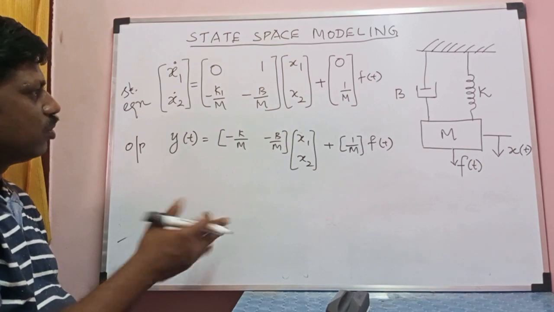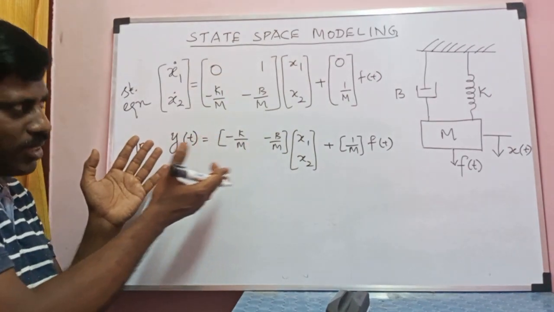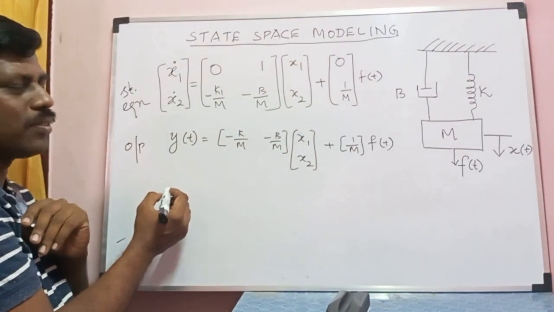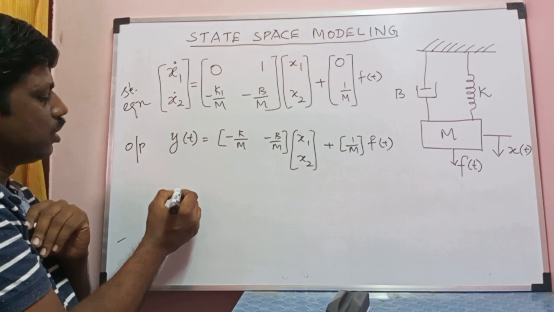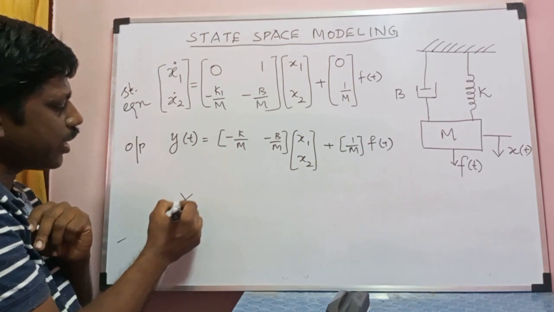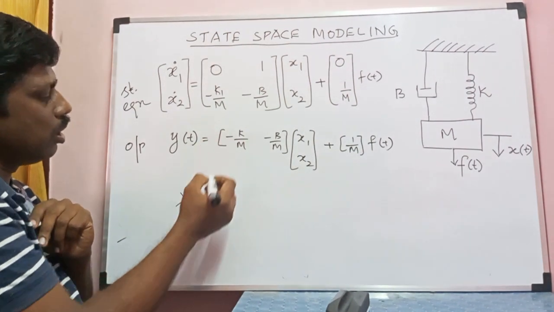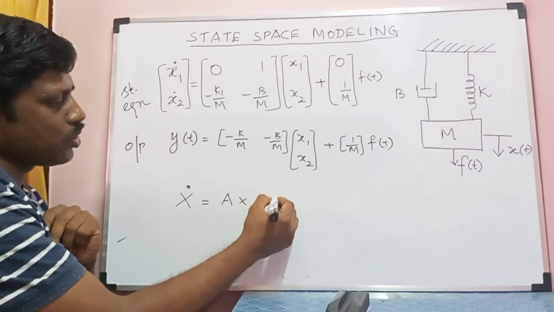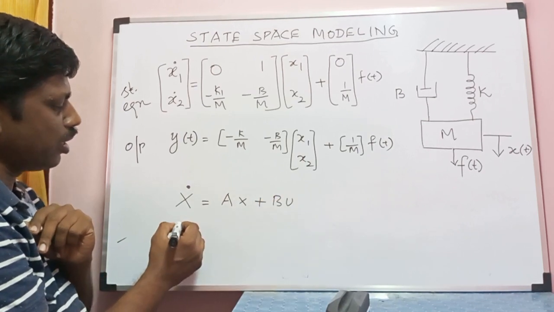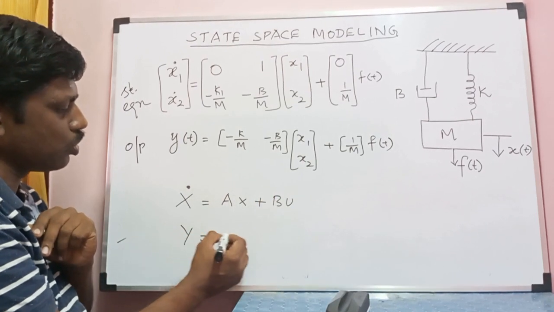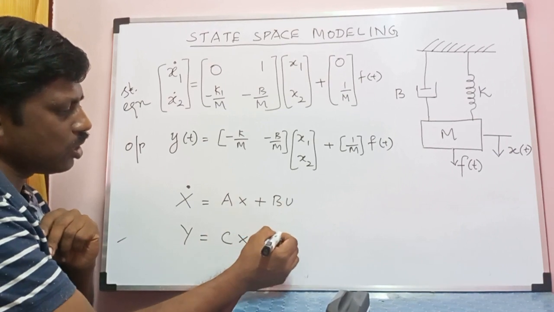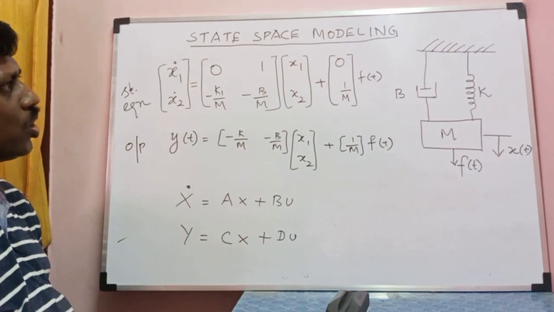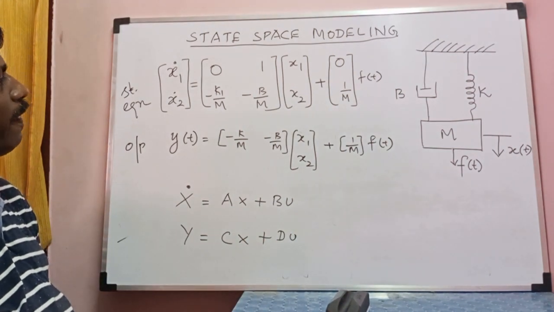If you model any system, ultimately you are going to get a system of this kind. So we give a standard form to the state space model, that is nothing but x dot is equal to Ax plus Bu, and y is equal to Cx plus Du. Okay, this is the standard form for the state space model.